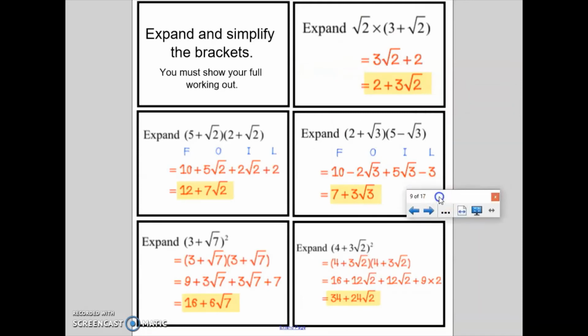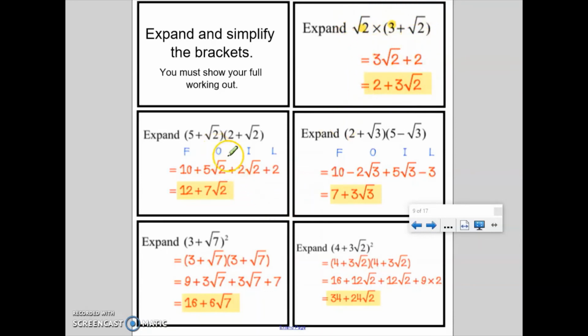So here are my solutions for the questions we just saw on the previous slide. For each one, we go ahead and expand the brackets. Question 1 was actually a single bracket question. So root 2 times 3 gives me 3 root 2, and root 2 times root 2 gives me 2. We could have written it in this order as well. So just a single bracket that I put in there as question 1.